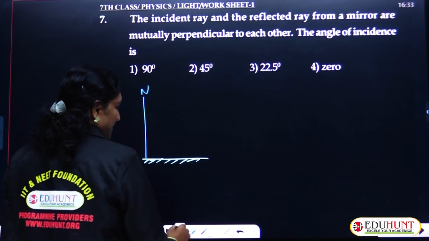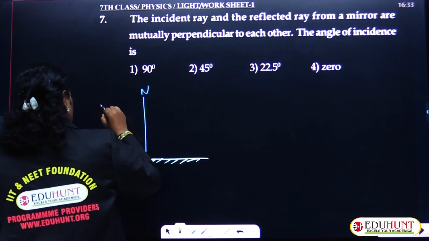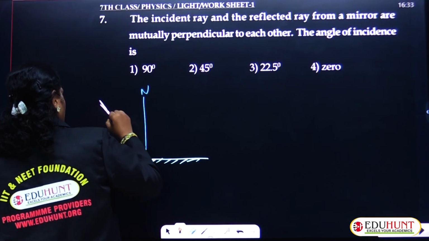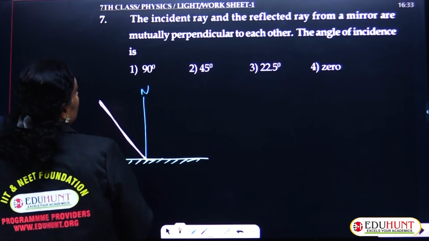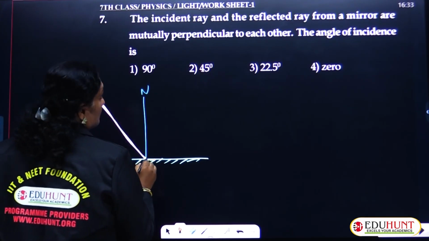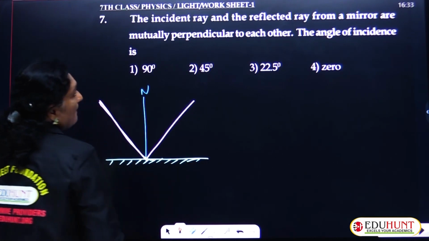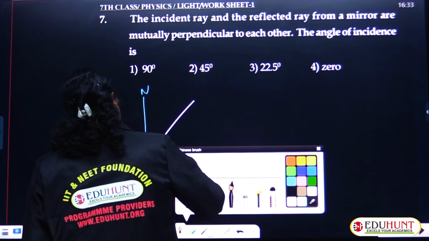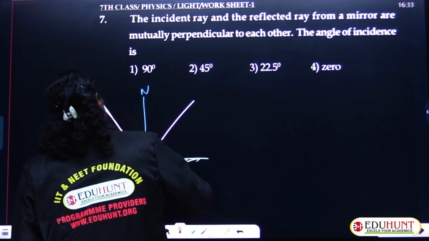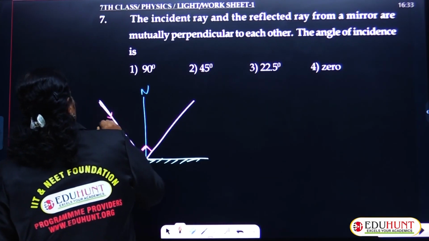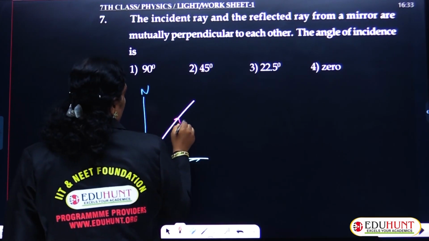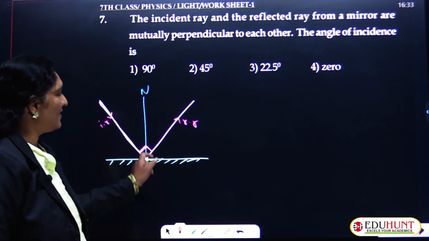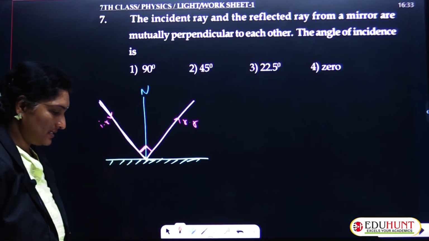It was given that the incident ray and the reflected ray are mutually perpendicular to each other. They both are perpendicular to each other. This is your incident ray and this is your reflected ray. The angle between the incident ray and reflected ray is 90 degrees.